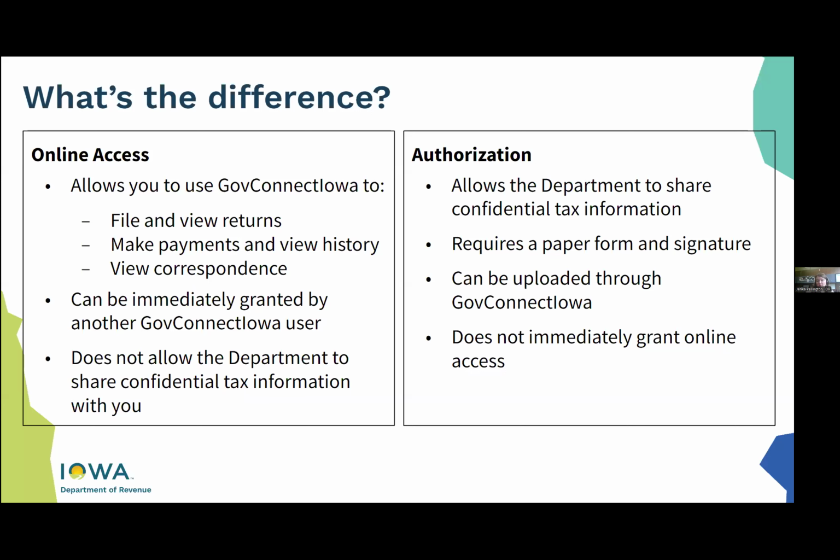For business permit holders, this may be where you're filing returns. For other taxpayers, including those permit holders, this is where you're making payments. Maybe you're viewing your payment history, you're viewing letters. I will say that having online access does not give us, the Department of Revenue, the authority to share confidential tax information automatically. So this is where that term authorization comes in. In order for us to share or discuss confidential tax information, we have to make sure that you're authorized before we tell you that information.